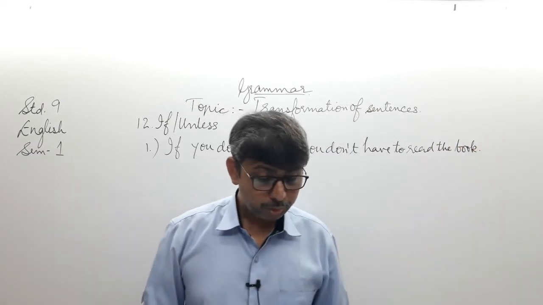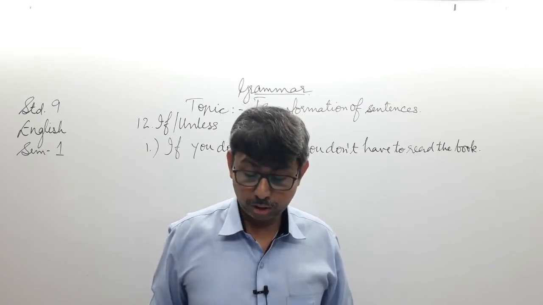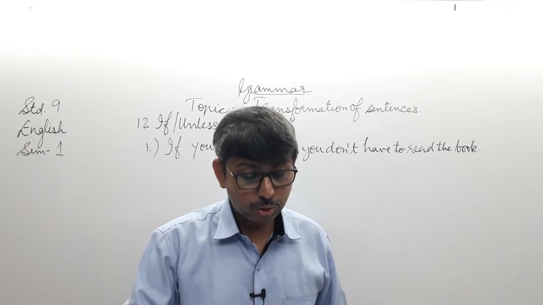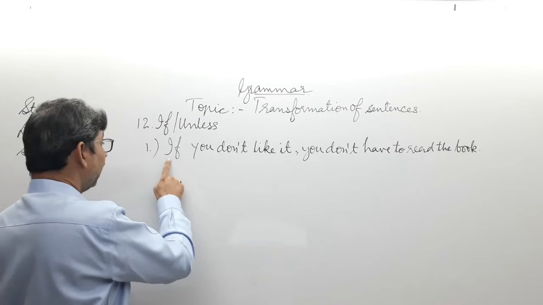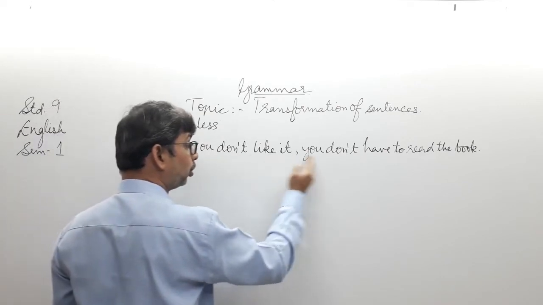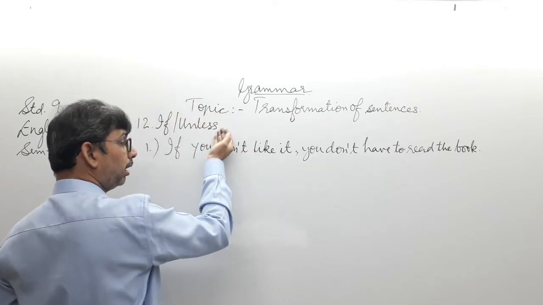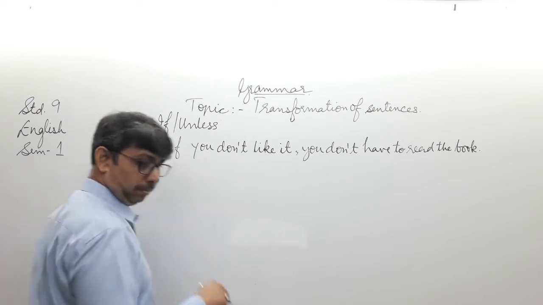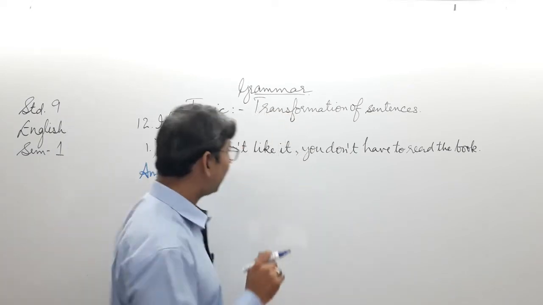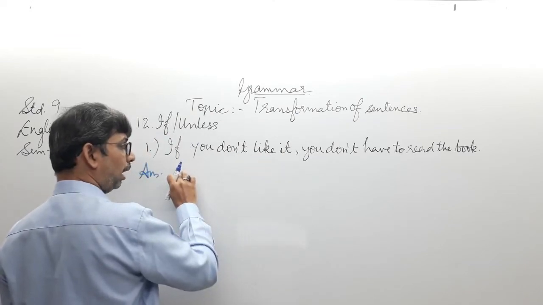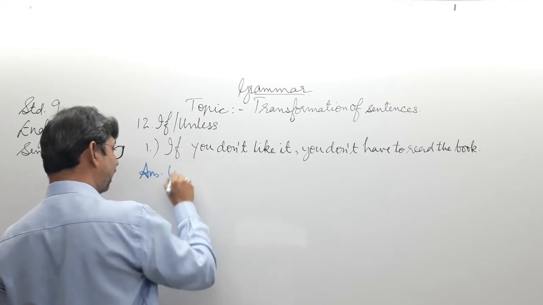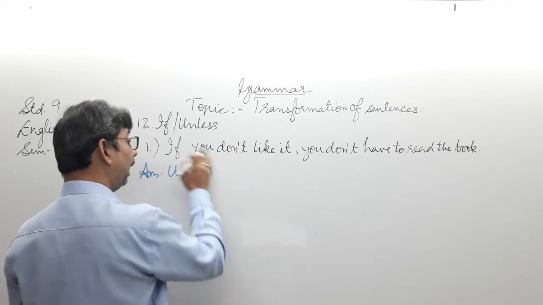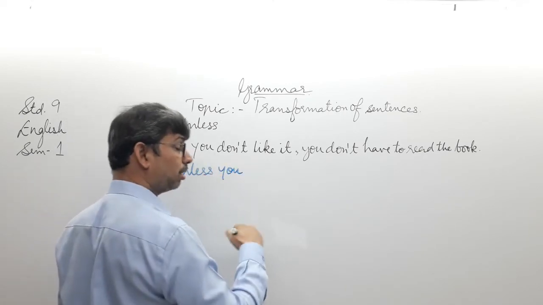Well, we have to change this using the if or the unless word as a conditional. So we'll be using the word unless: unless you like it, you don't have to read the book. So if is given to us, we are changing it into unless. The sentence with if will be rewritten with the conditional word unless. Note it down how this is changed. Unless you like it, so we are changing don't like into the positive form like, isn't it? Unless is playing the role of the negative word don't. Unless you like it, until the time you start liking it, don't read.